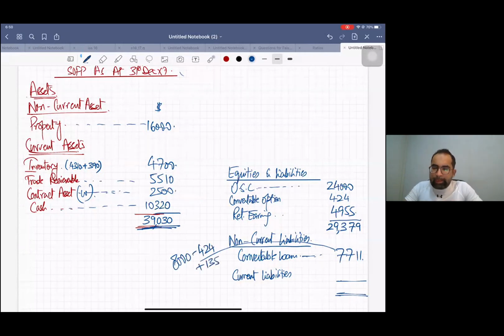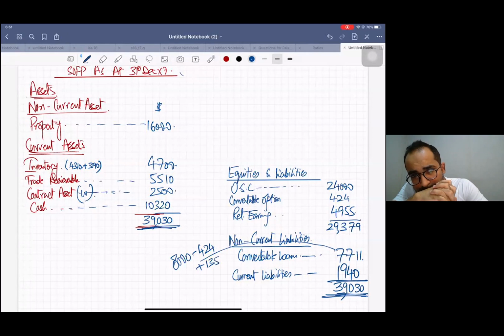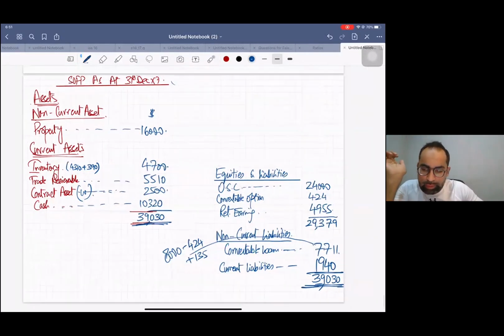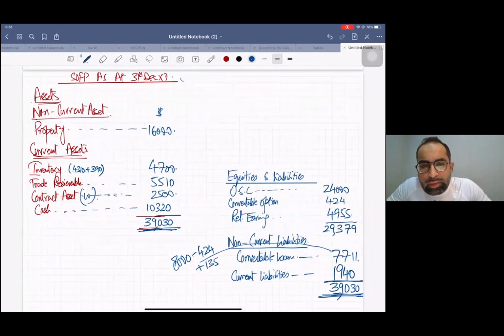And for current liabilities, I don't think there was any adjustment, so simply copy and paste from the question. Now let's add it. You will get 39030. Okay, right, done. I hope you understood the question. If you understood the question, please tell me.